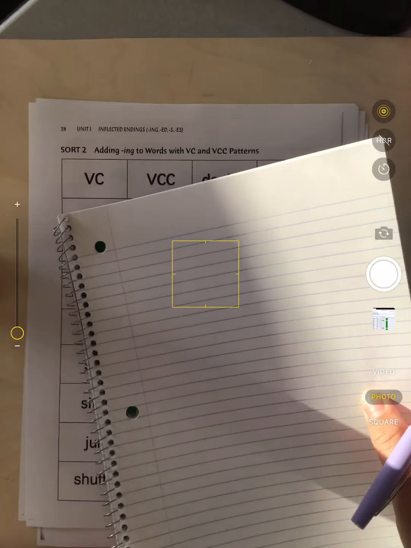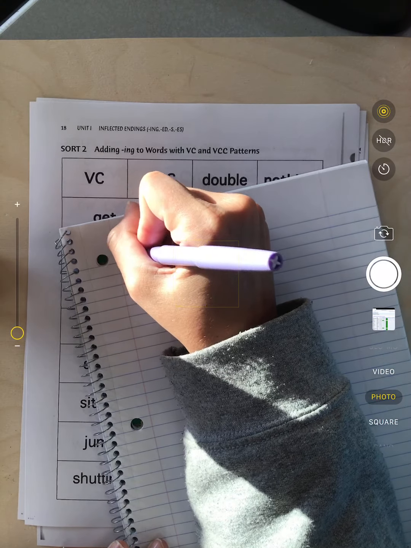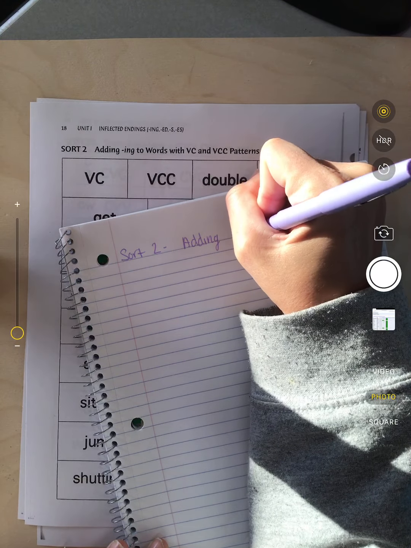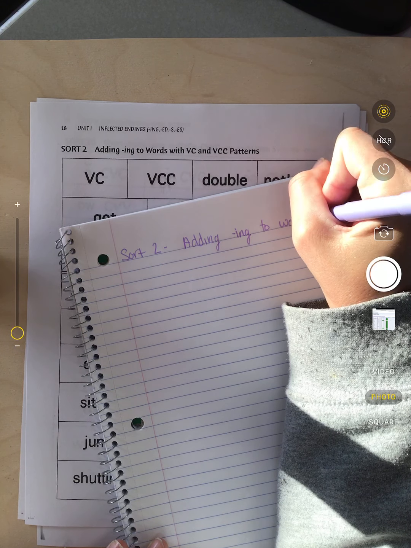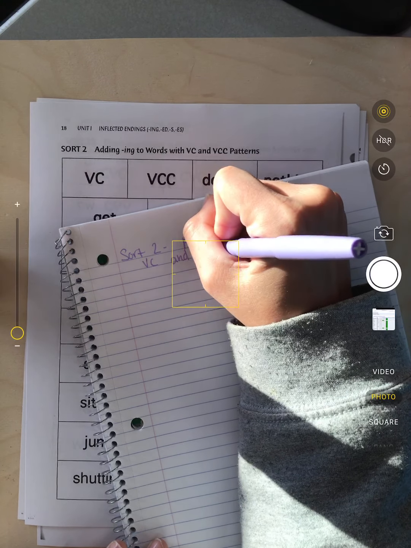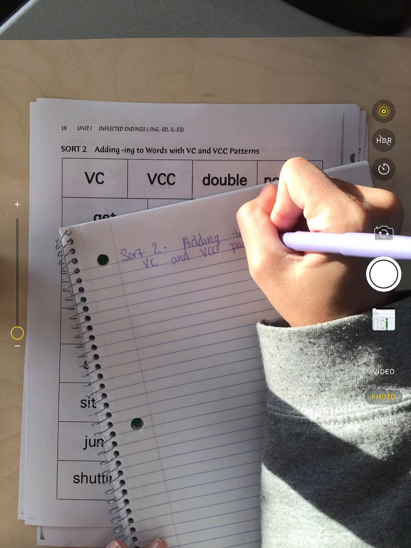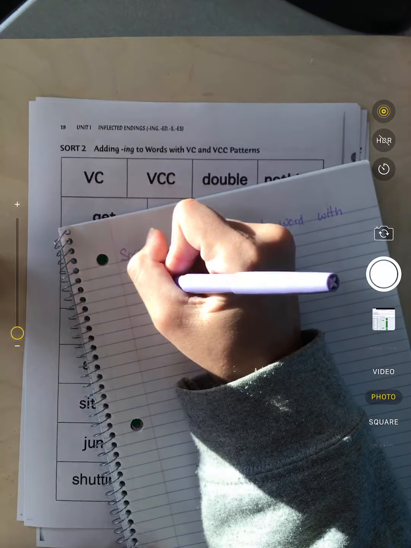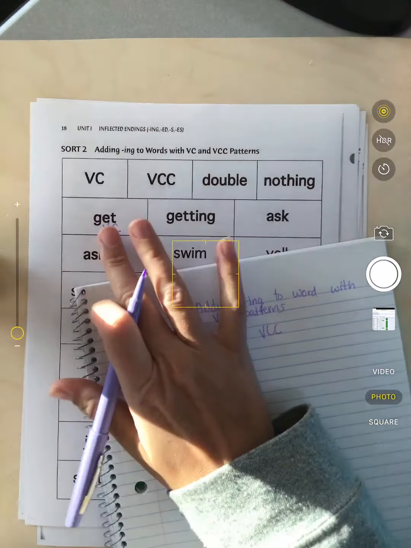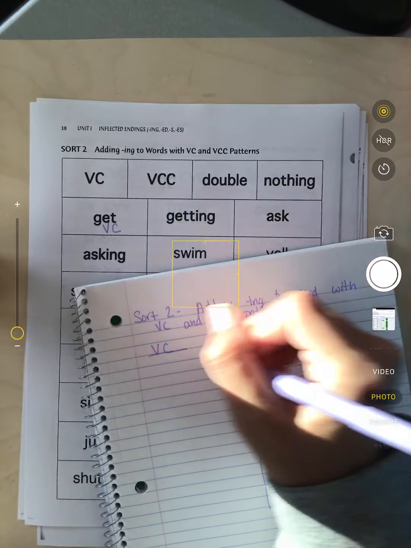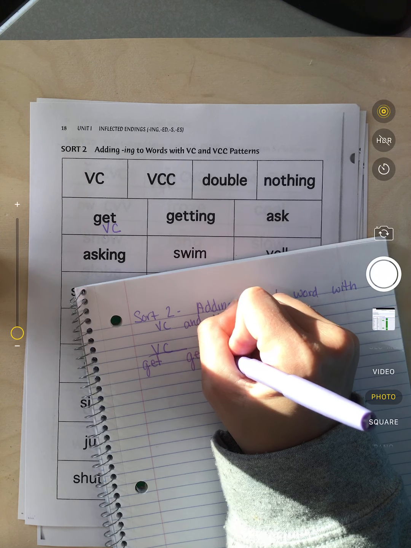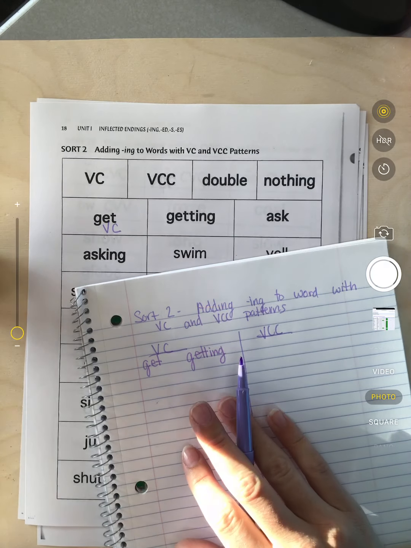So in my notebook, I'll show you first if I have my sort, adding ing to words with VC and VCC patterns. The first thing I'm going to do is I'm going to put my VC and VCC. Now I'm going to put underneath here, I'm going to put get and then getting. Okay? I'm putting both of them underneath here.